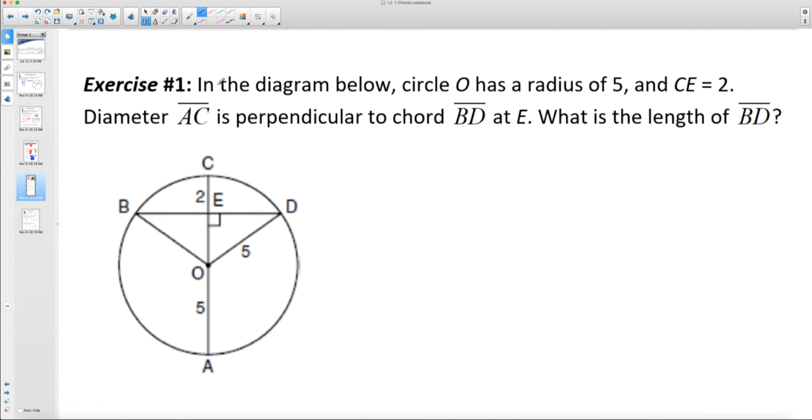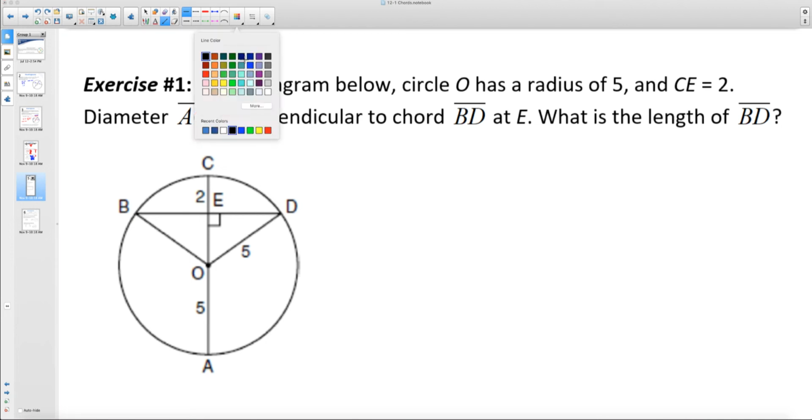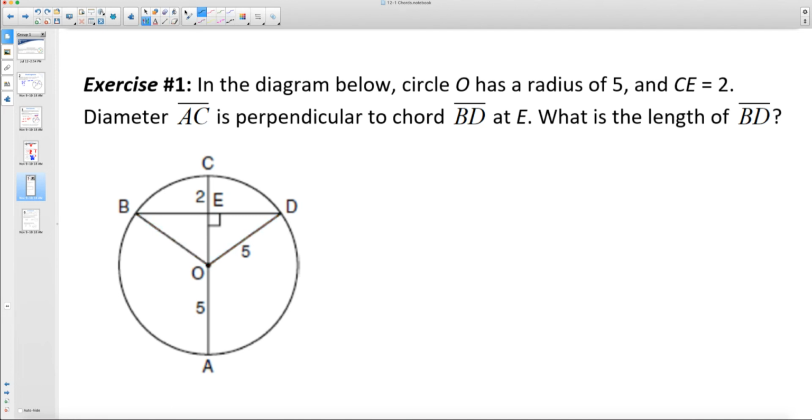So we could see that in this circle, this radius is 5, CE is 2, fine. What is the length of BD? They're telling us that AC is perpendicular to BD. Okay, let's think about a few things here. First off, we have a couple of radii. O to D is a radius, so O to B is also a radius. So if this is 5, then this one's also going to be 5. We'll see what that does for us. Might do something, might not.